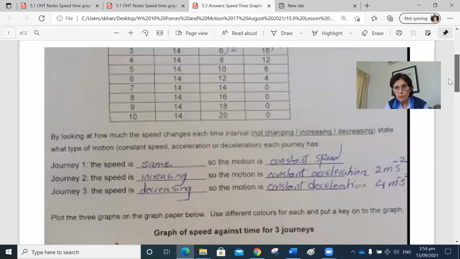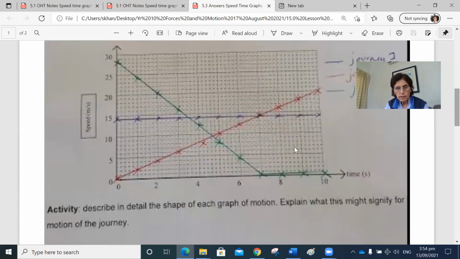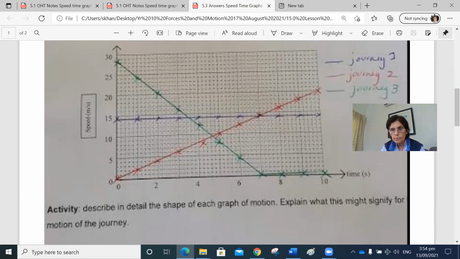The second part of the motion, that was acceleration, is shown by this red line over here, journey number 2. As we can see, every second speed was increasing, but it was increasing at a constant rate, or the car was accelerating. So the slope of the line gives us the acceleration. So that's a constant acceleration.